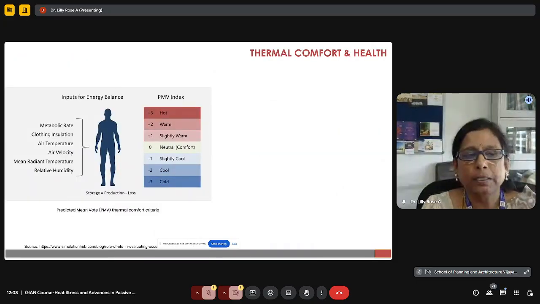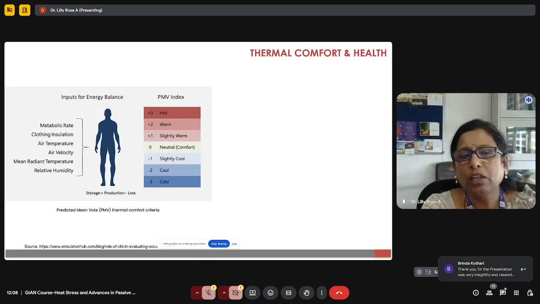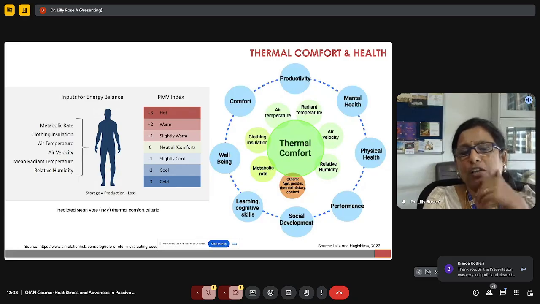So the parameters that are used, as I think Professor Vijayalakshmi had given a list of indices, are used in both indoor and outdoor thermal comfort studies. Most of the commonly used ones are PMV, PET, PIT and others. So here we'll be focusing on all this.